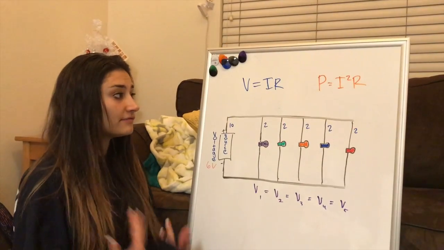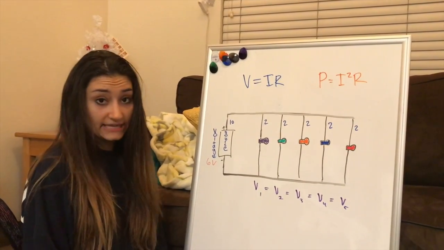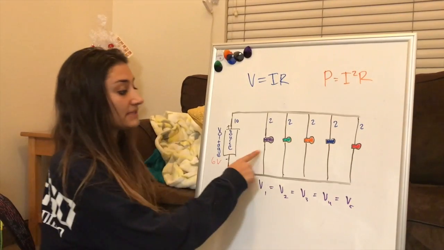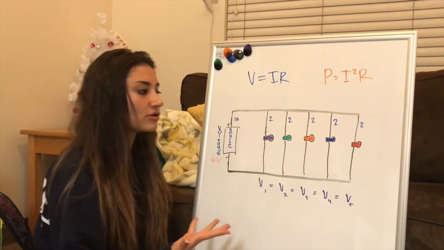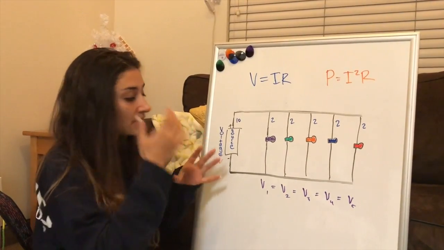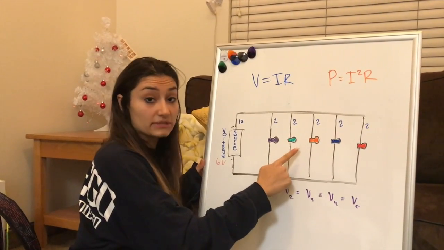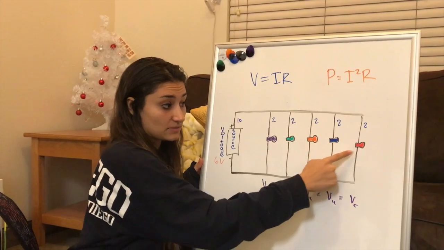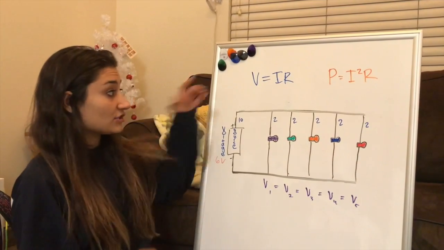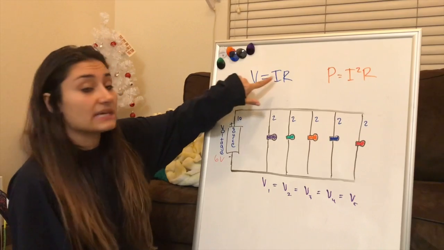Okay, so in terms of voltage, when we want to talk about Christmas lights, we know that these Christmas lights are going to be in parallel. This is a typical Christmas light setup. So ultimately what that means is that the voltage for this one is going to be equal to this one, which is equal to this one, and this one, and this one. Now how do we know this is through the equation. So voltage is equal to IR.